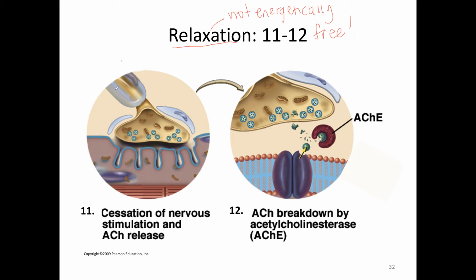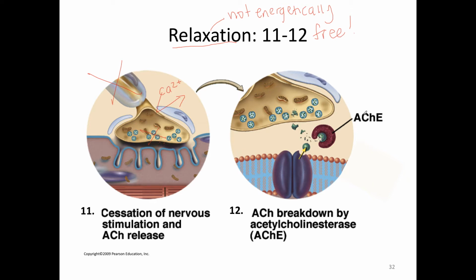First step, though, is stop sending signals from the central nervous system to contract. And that means that calcium is not entering the synaptic knob, and that means that vesicles of acetylcholine are not being exocytosed into the synaptic cleft. But that doesn't mean that there isn't acetylcholine left over in the synaptic cleft from the last exocytosis. So you have to deal with that stuff as well.